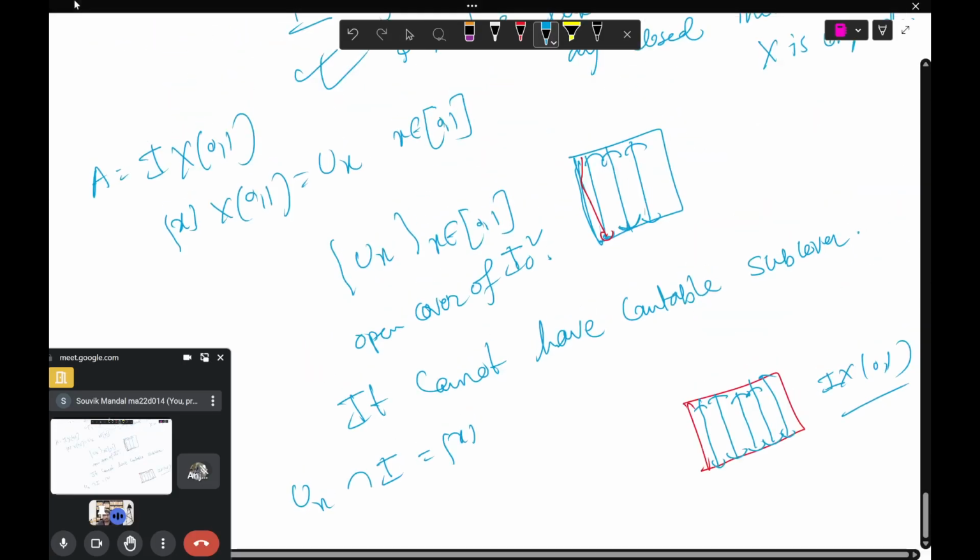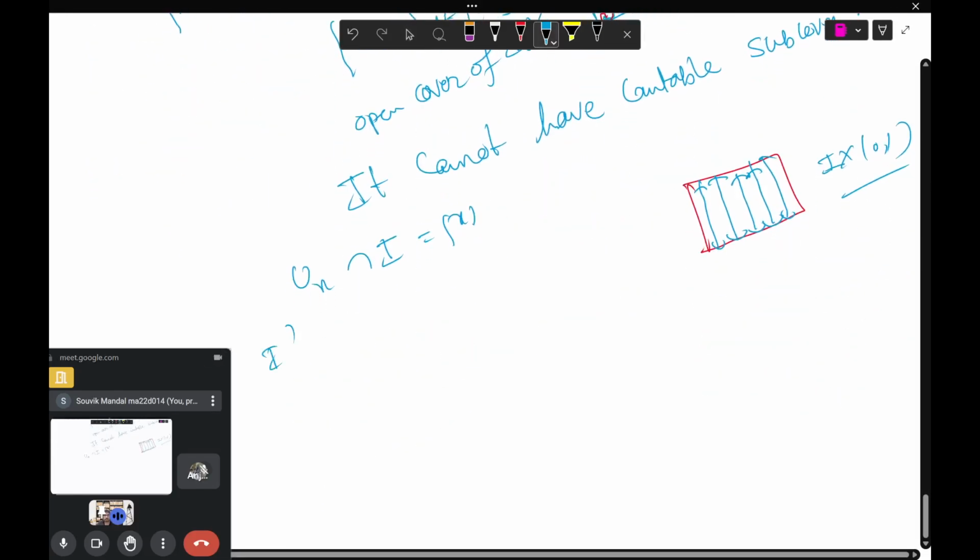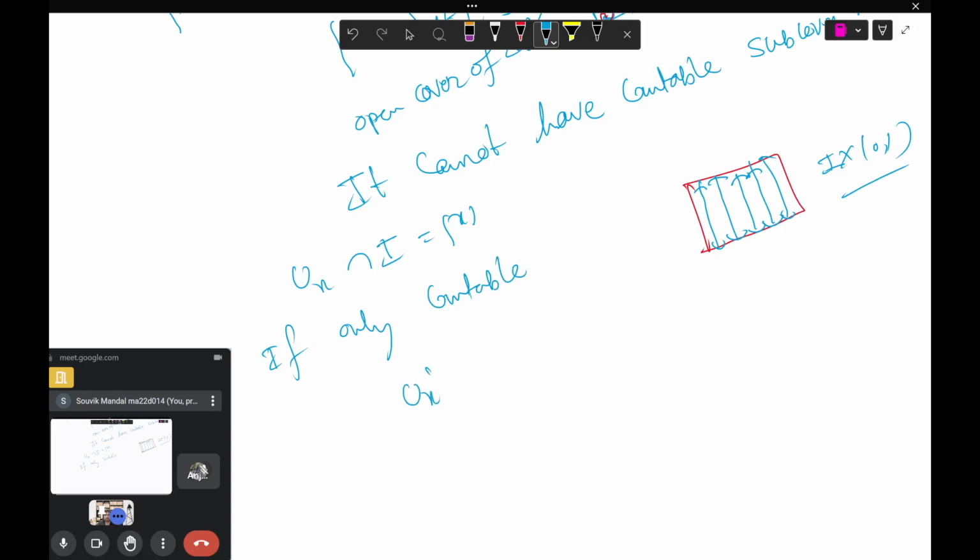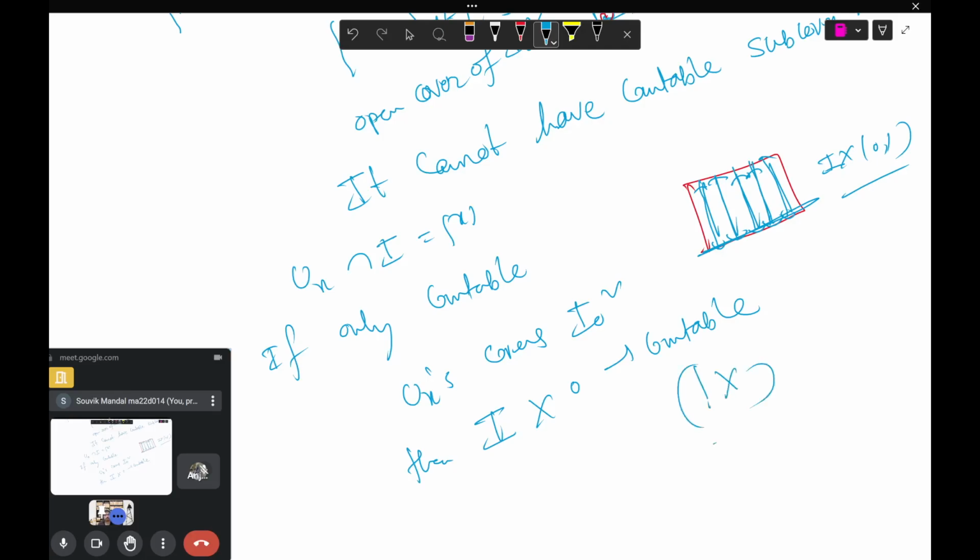Now if only countably many Ux's cover I0 square, then the baseline I cross {0, 1} will be countable. This line intersects the baseline in exactly one point, but that is not possible, right? So that's why the collection of Ux's can't have a countable subcover. You understand the point?